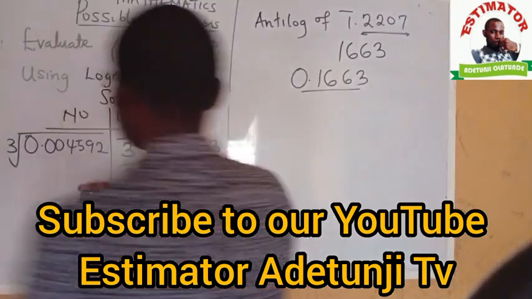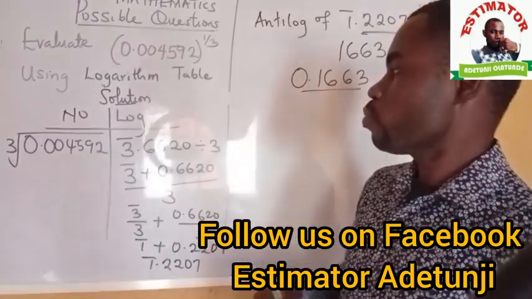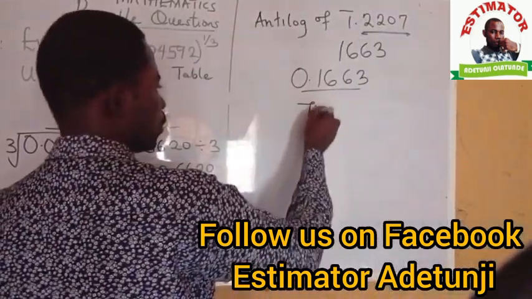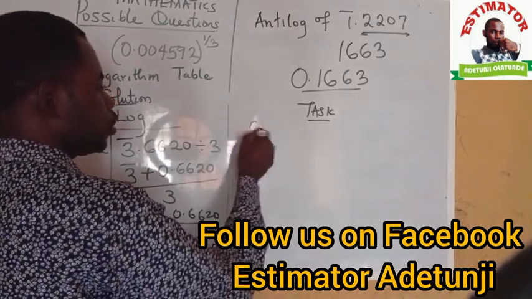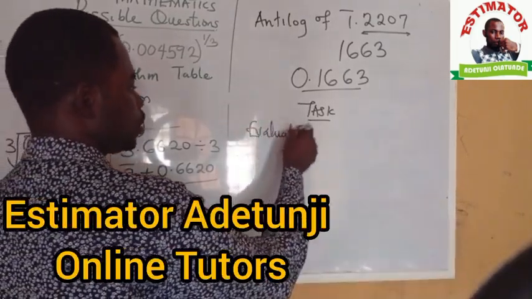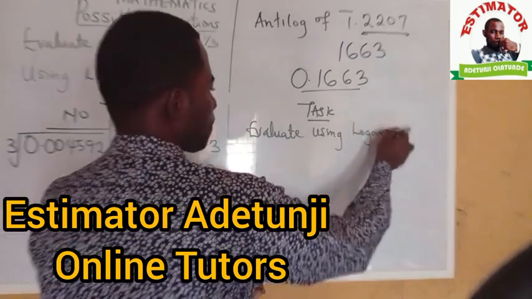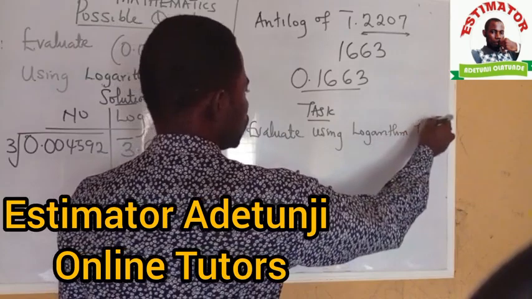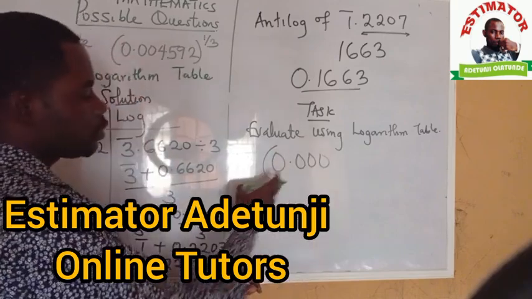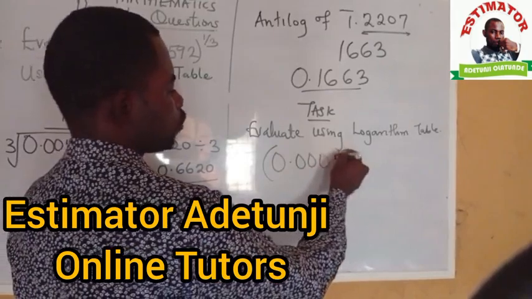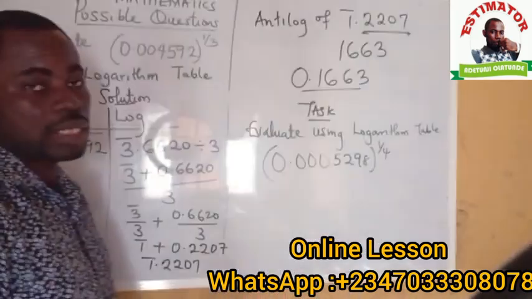If what I've just explained in this one question out of the possible questions that we are going to treat in this video is clear to you, please, I want you to try this question and put your answer in the comment box. Let's assume you have a question that says evaluate using logarithm table 0.0005298 raised to power 1 over 4. Put your answer in the comment box, and I'll be waiting for you in the next video.